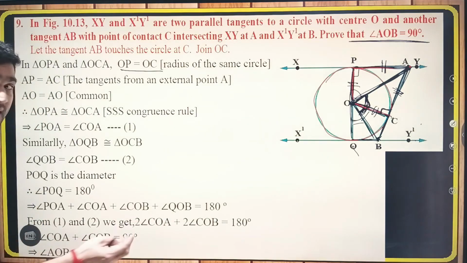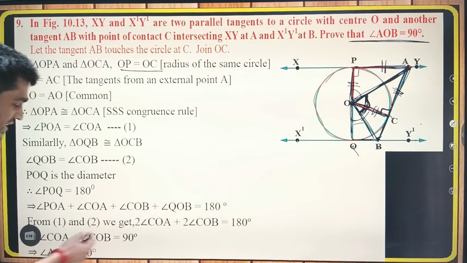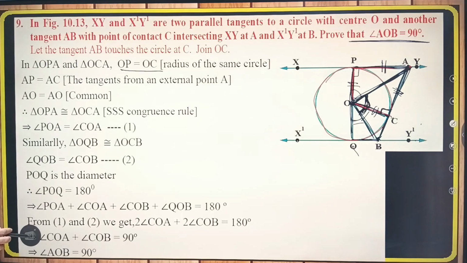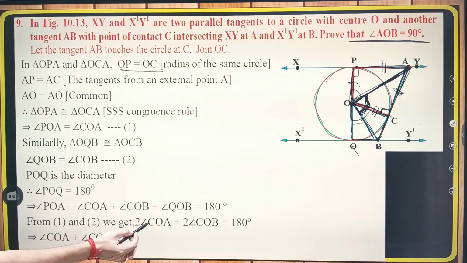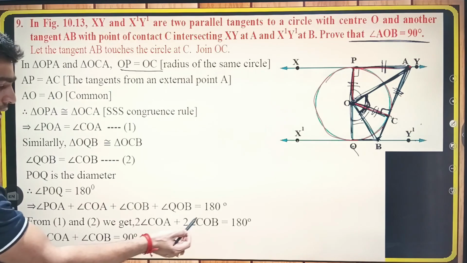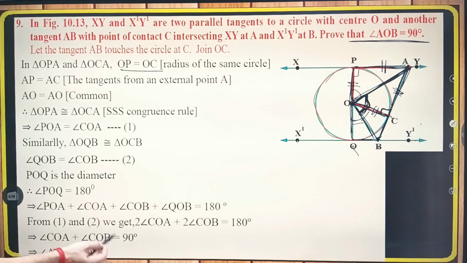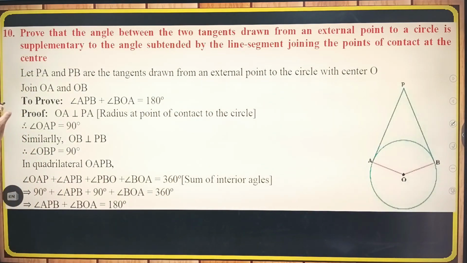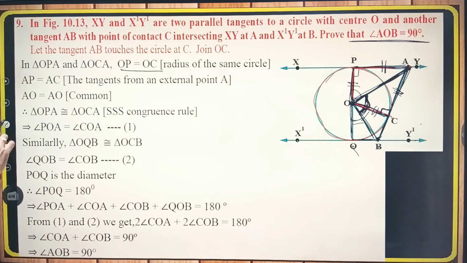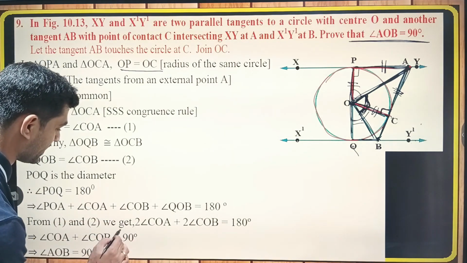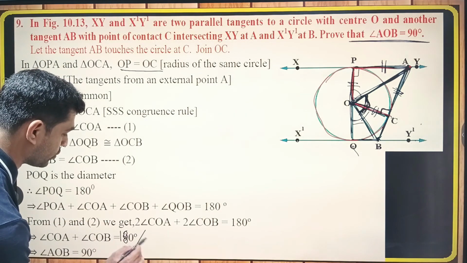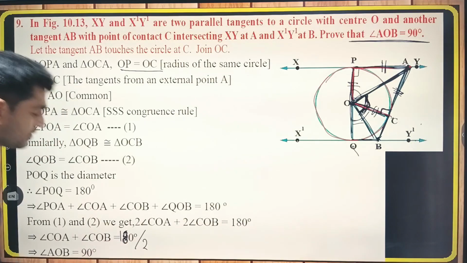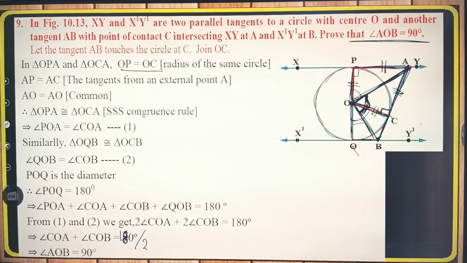If angle 2 is common here, I can take 2 as common, then how much do we get? Angle COA plus COB equals 90. Why 90? Since we took 2 common, that is divided by 2, 2 by 2. So how much is it? 180 by 2. Here exactly 180 is there. Let's take 180 degrees by 2. If it is 180 by 2, what is the answer? 90.